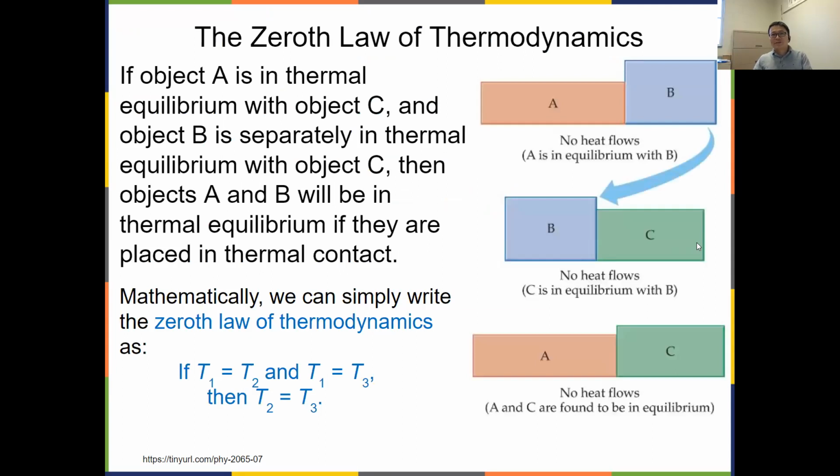And then we also talk about the Zeroth law to start with. So if A and B have the same temperature, and B and C have the same temperature, then A and C should have the same temperature. Okay, so the Zeroth law.